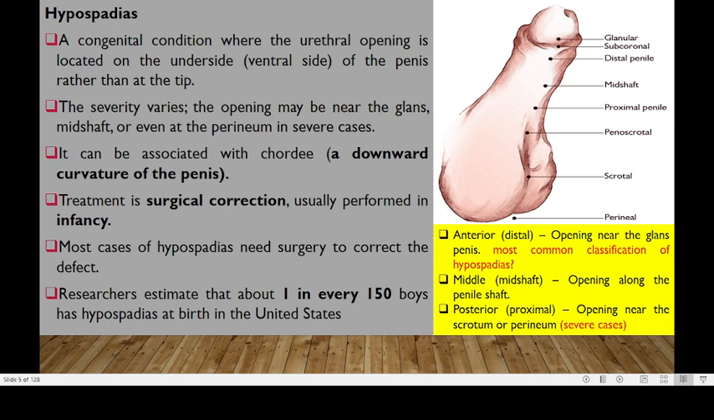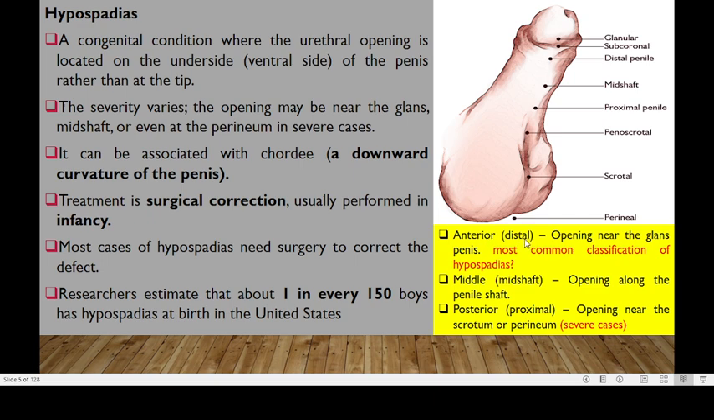So we need to emphasize the different types. We have the anterior, where the opening is near the glans penis, and this one is the most common classification of hypospadias. Then we also have the middle, that is the opening along the mid-penile shaft. Then lastly the posterior, or proximal, where the opening is near the scrotum or the perineum. So we have indicated that this is the most severe form of hypospadias. So ladies and gentlemen, which one is the most common classification of hypospadias?